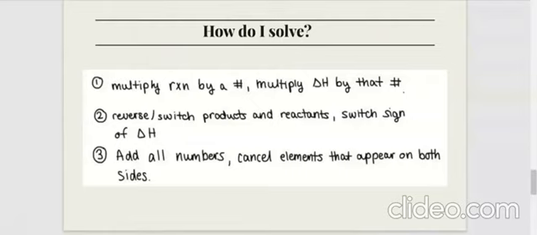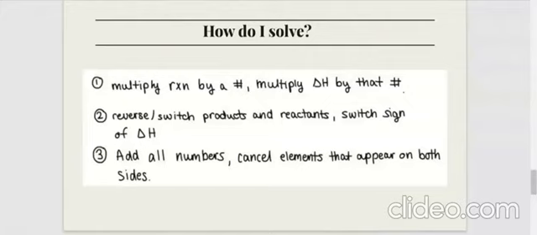The second thing you have to be aware of is that if you reverse or switch products and reactants, then you must switch the sign of delta H, which means that if you want the product to become the reactant and the reactant to become the product, then you must change the sign of delta H and give it a sign that is not what it was previously. So if delta H was a positive value before reversing the equation, then it will be negative afterwards, and if it was a negative sign, then it will be a positive sign, and vice versa.